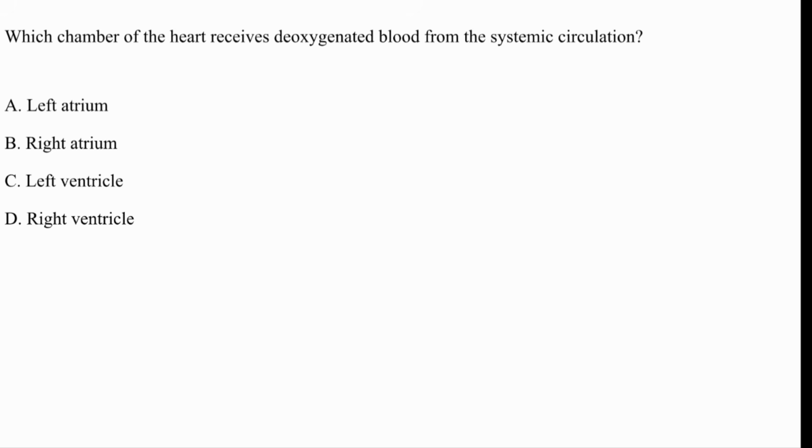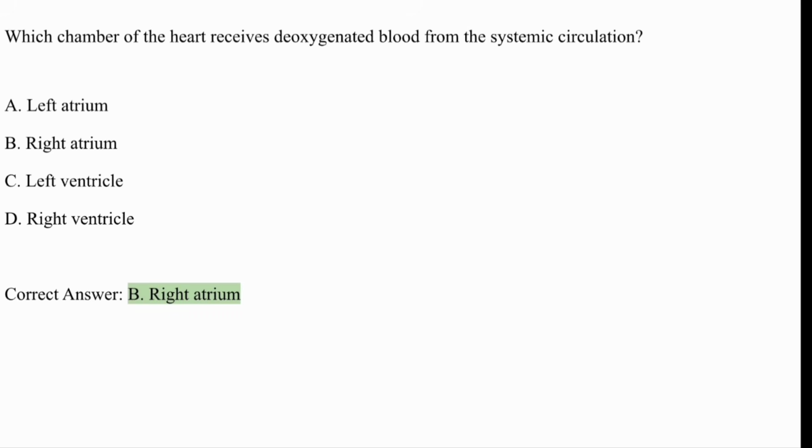This is the first question. Which chamber of the heart receives deoxygenated blood from the systemic circulation? Option A, left atrium, option B, right atrium, option C, left ventricle, and option D, right ventricle. So, what is the right answer? The right answer is option B, right atrium.